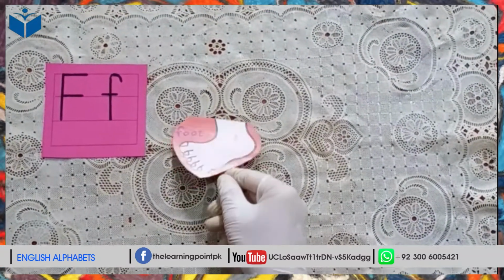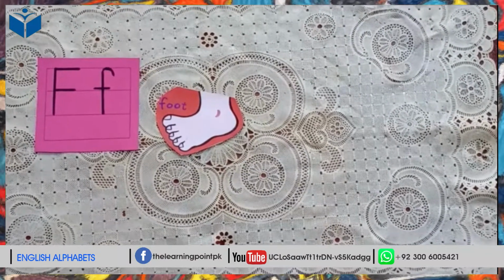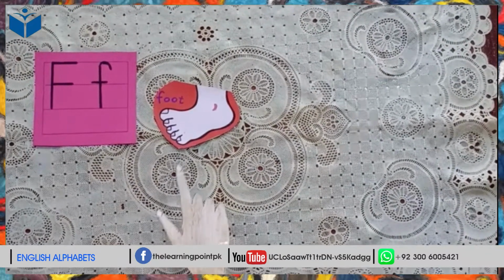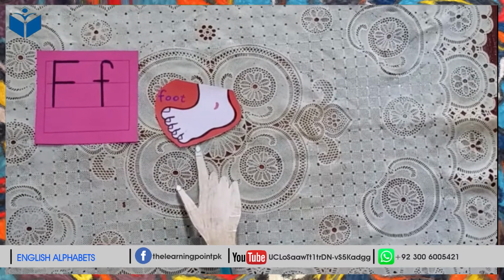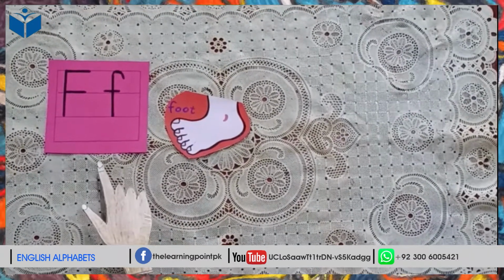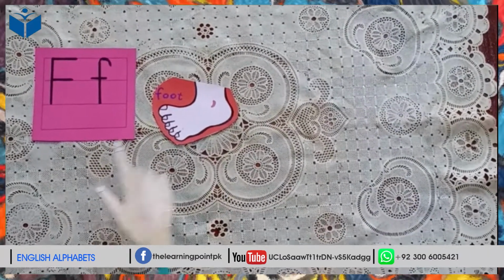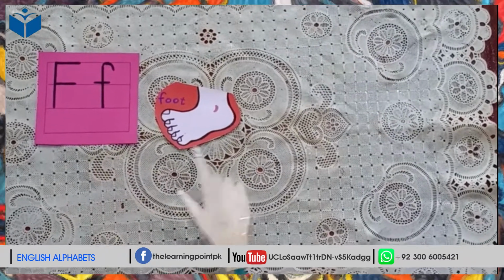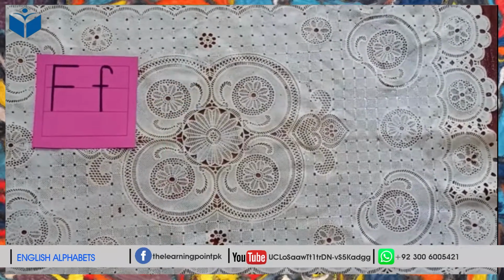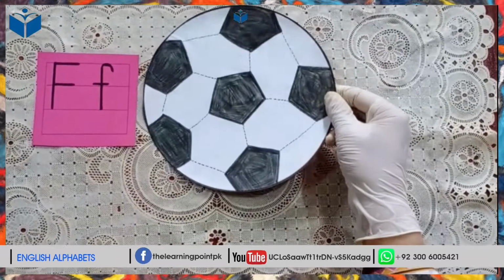Look at this. Which body part is this? This is a foot. Foot begins with phonic foot. And look at this. What is it?